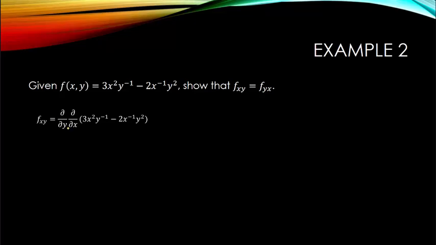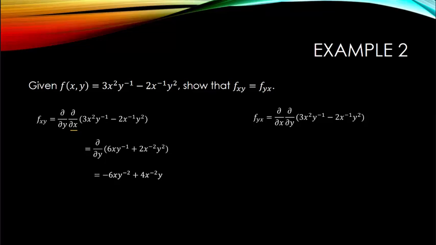I take the partial derivative with respect to x first, and I'm left with the partial derivative with respect to y of the quantity 6x y to the negative 1 plus 2x to the negative 2 y squared. I take the partial derivative now with respect to y, and I get negative 6x y to the negative 2 plus 4x to the negative 2 y.